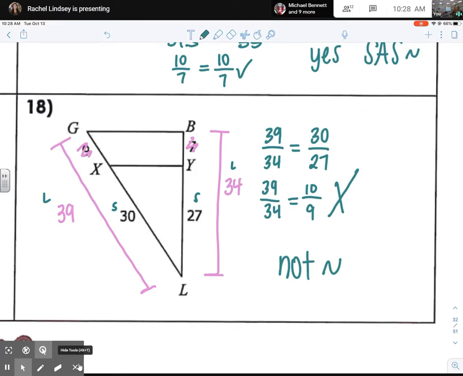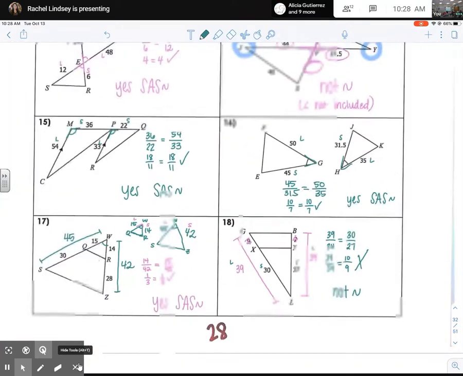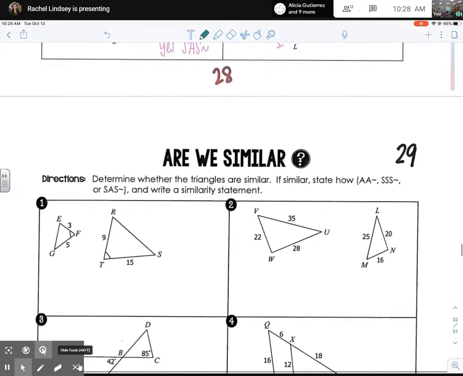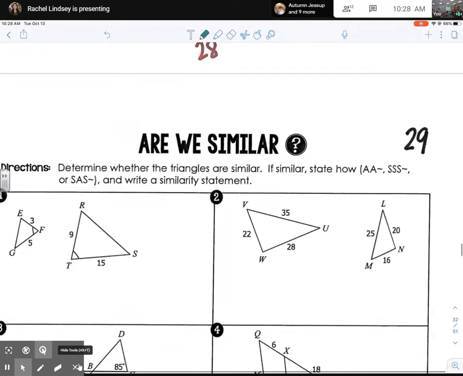Okay. So on page 29 and 30, with a partner, by yourself, whatever, I want y'all to go through and work through those problems on page 29 and 30. What you're going to do, you're going to determine if they're similar, how they're similar, so by side angle side, or angle, and then I want you to write a triangle similarity statement with those.